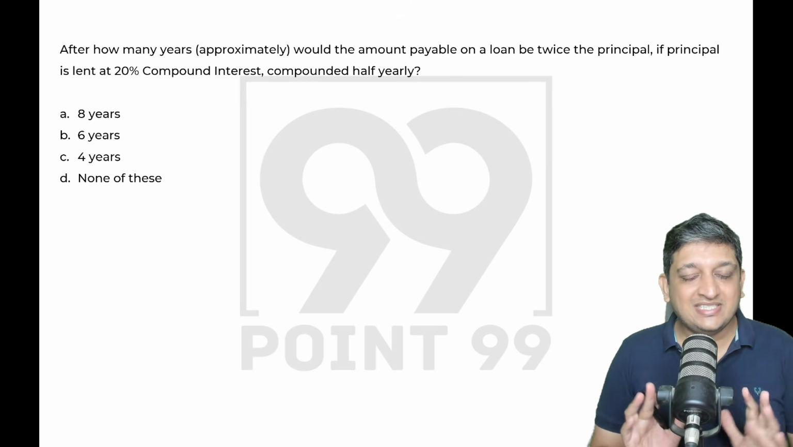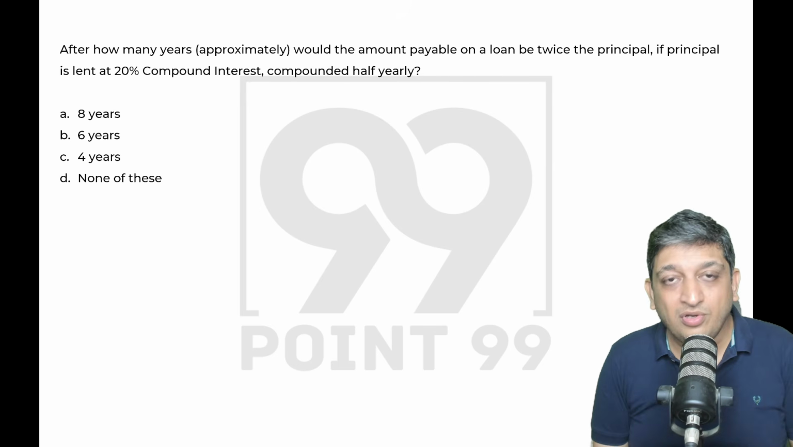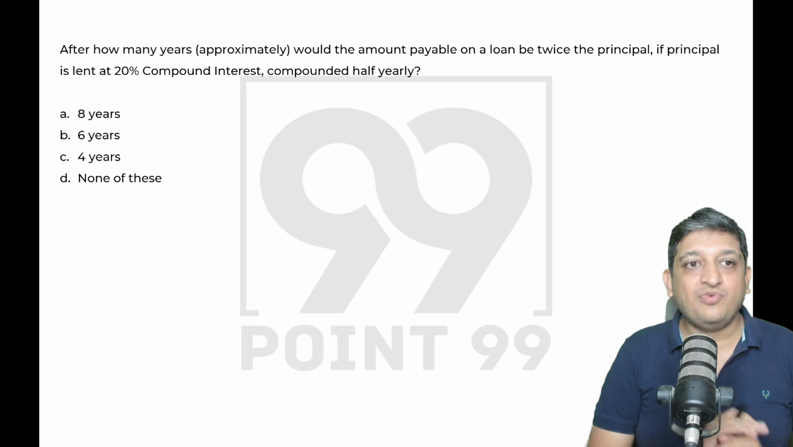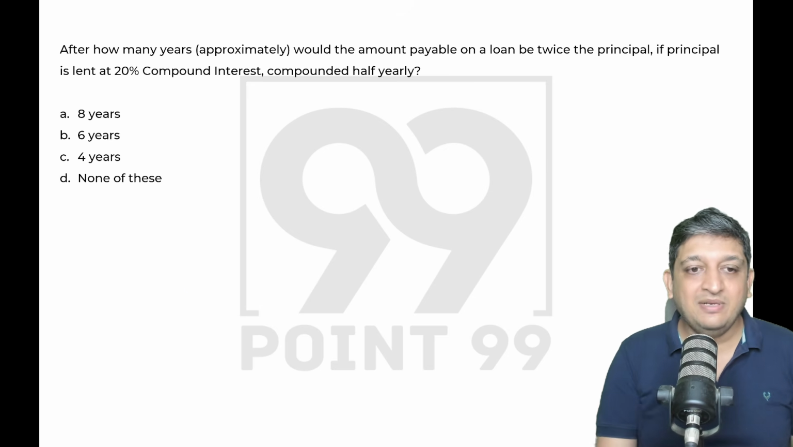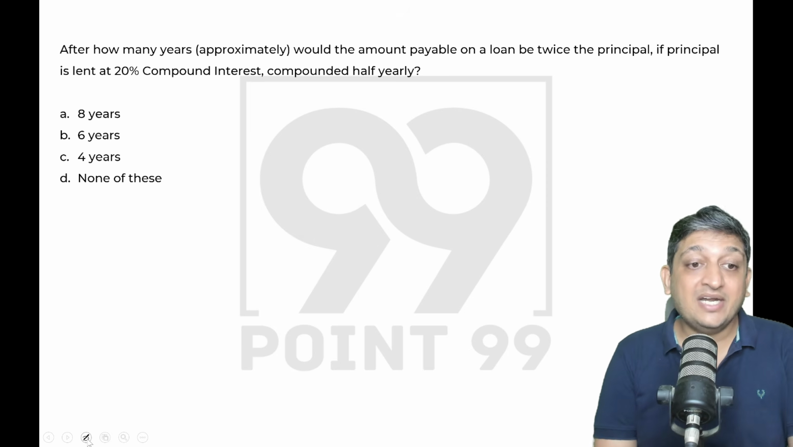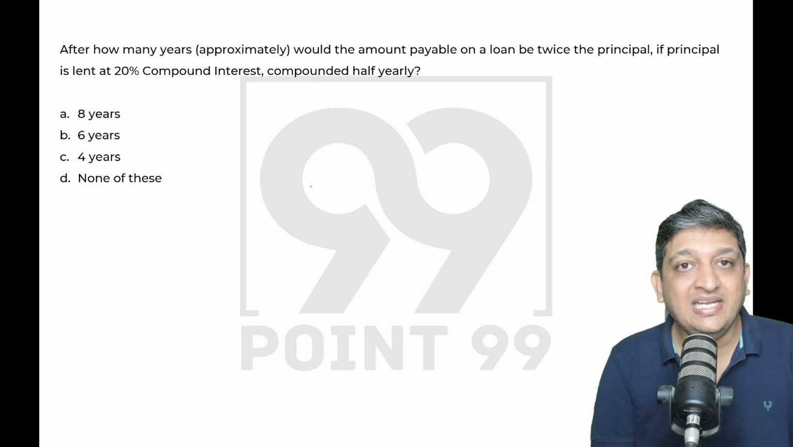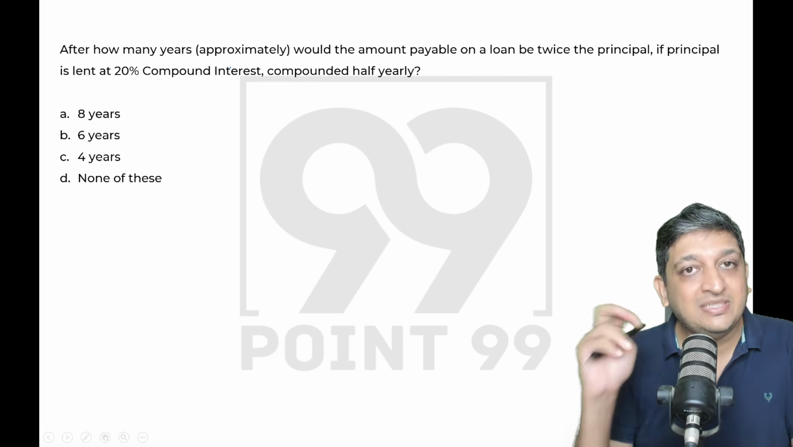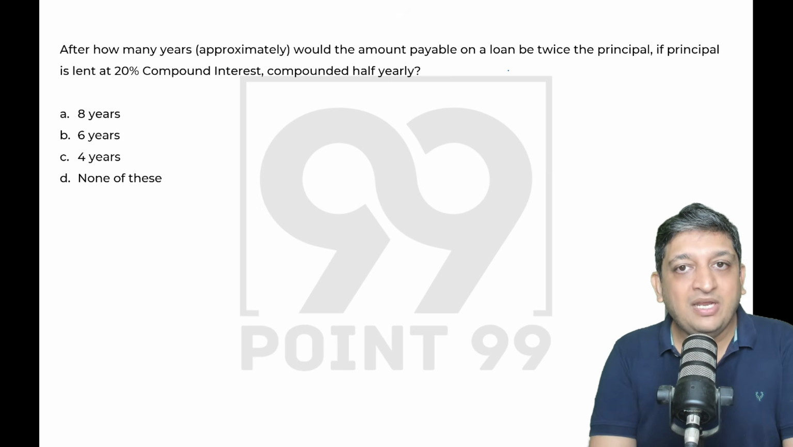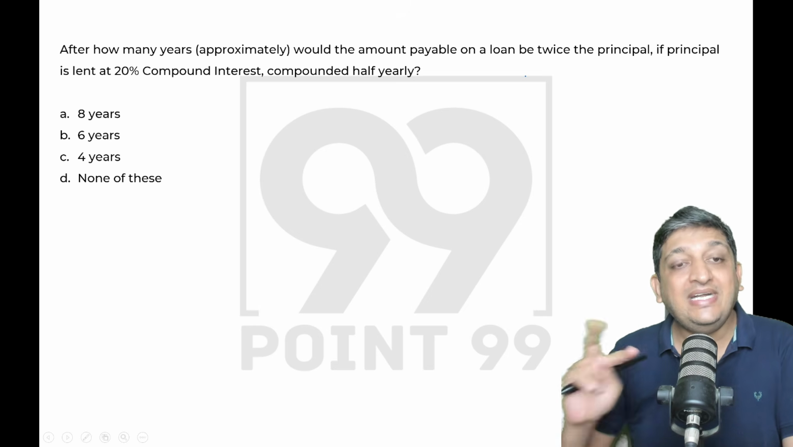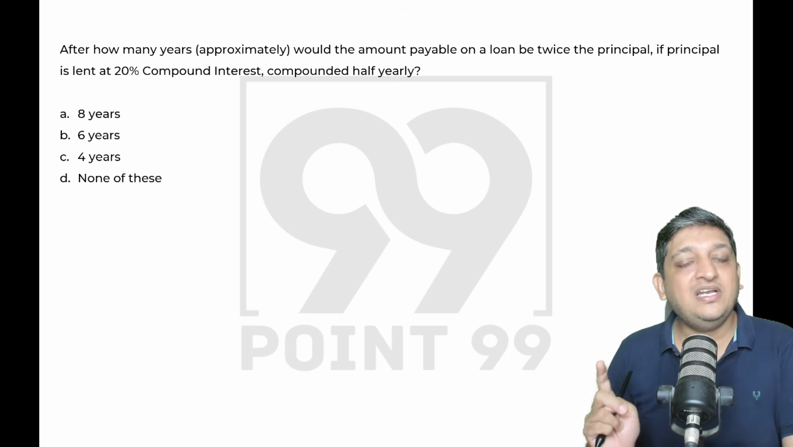So what I will suggest is you try this question out on your own, pause the video, find out the answer, then look at what the actual solution looks like, and then you will be able to understand what exactly you did that was right, or what exactly could have been done in a better manner. So let's look at this. After how many years approximately would the amount payable on a loan be twice the principal if principal is lent at 20% compound interest compounded half yearly?